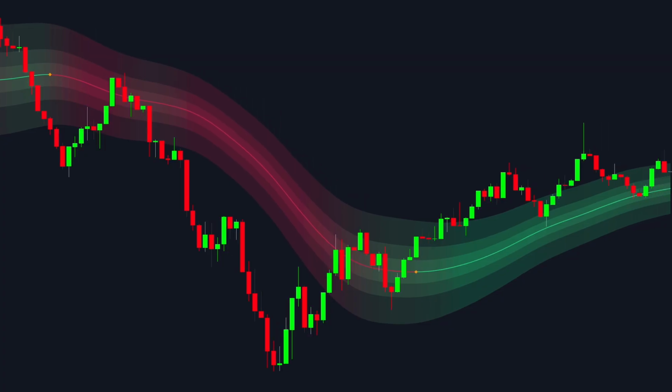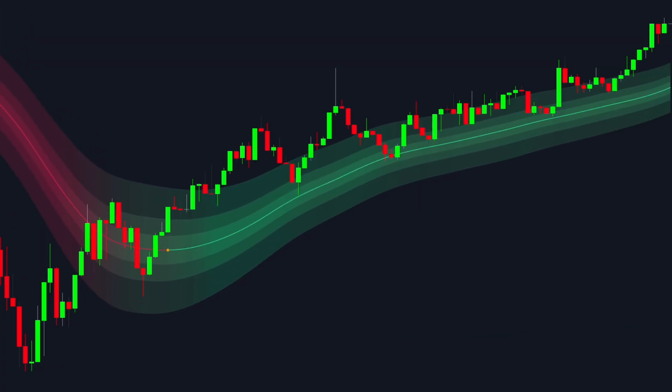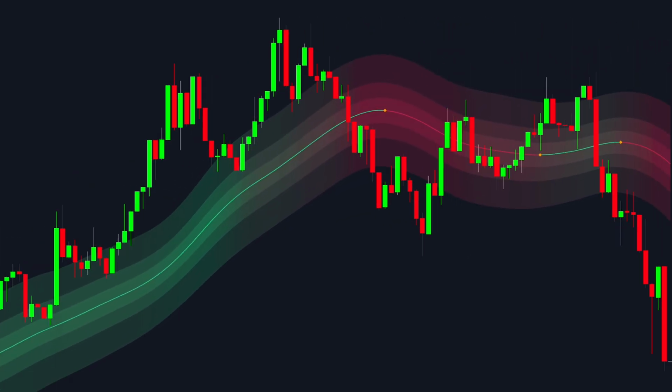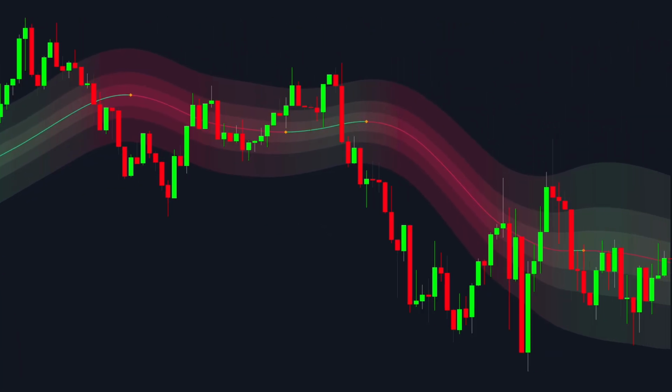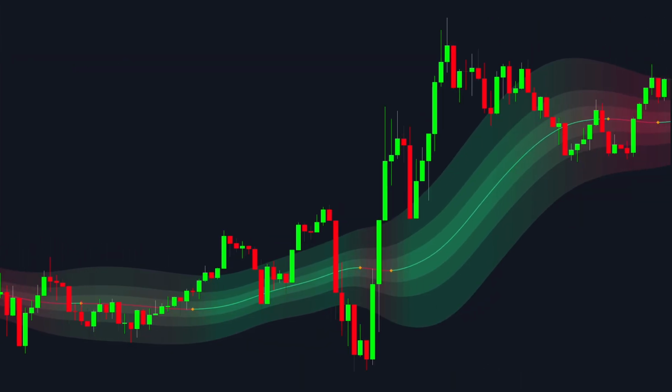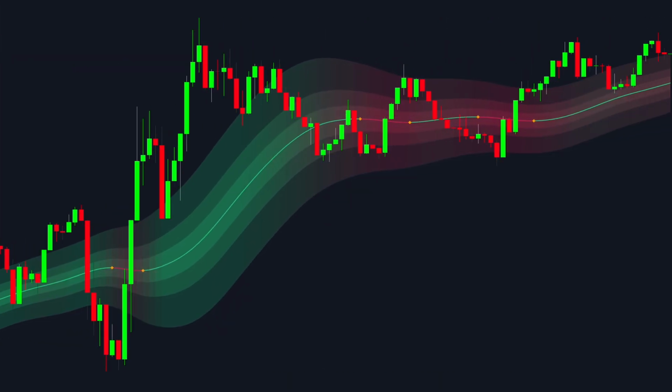Finally, the trend shift markers. This orange diamond should be your last confirmation. This tells you that the market has fully committed to the reversal. If you see the cloud shift, the trend line change, and the orange marker appear, that's a high probability setup. This means the market isn't just temporarily pulling back, it's fully shifting directions.